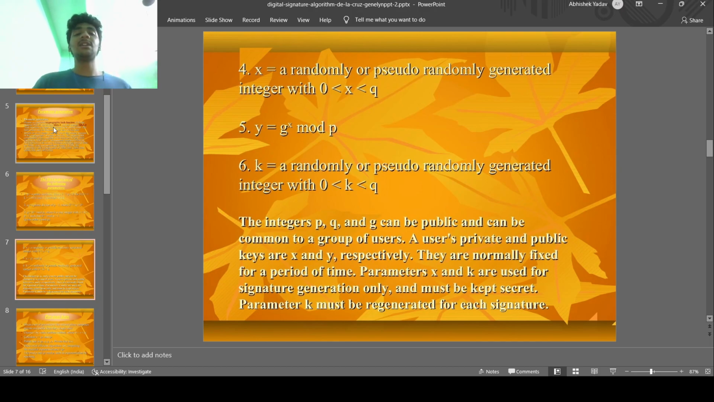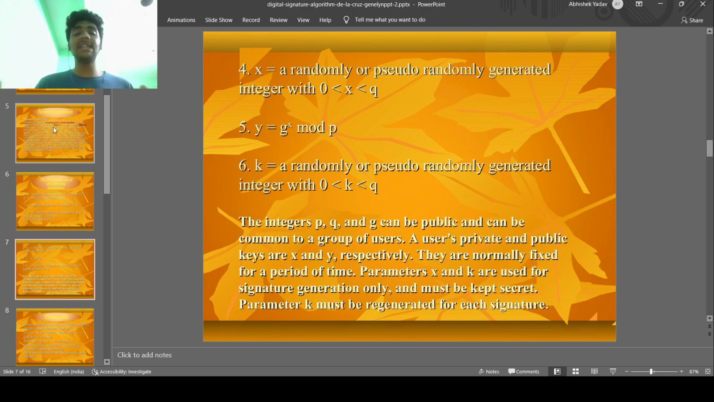Then we choose a random value x, which is randomly generated, and x is constrained as greater than 0 and less than q. After we generate x, we compute y with the formula g raised to the power x mod p. After we generate y, we also generate another random variable k, and k is also constrained as greater than 0 and less than q.